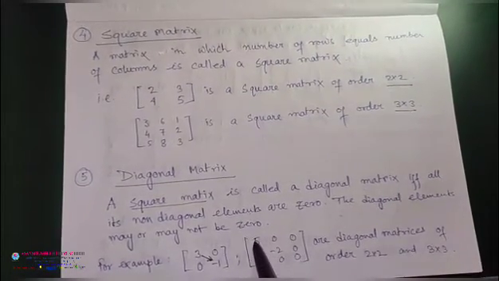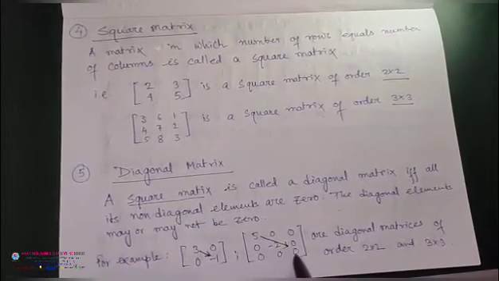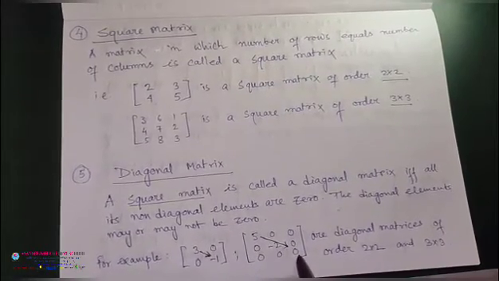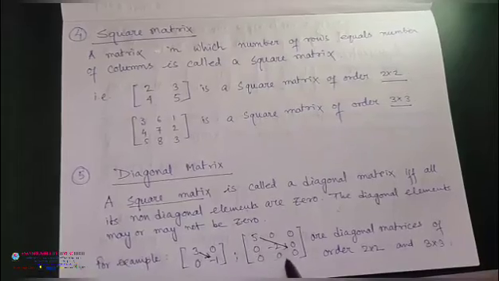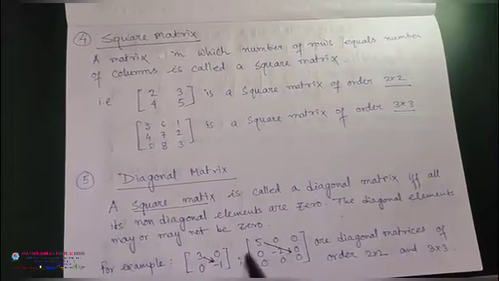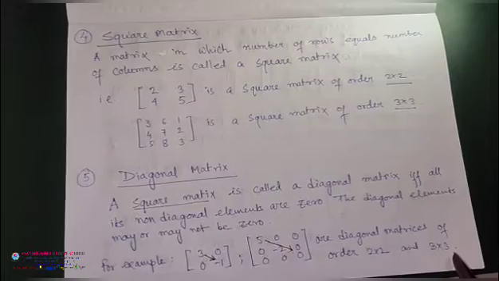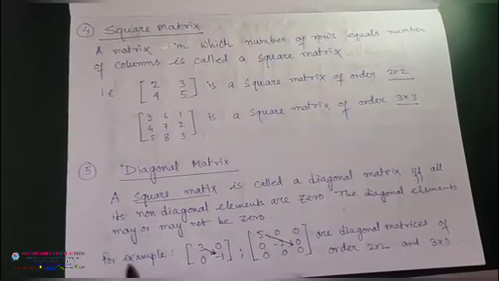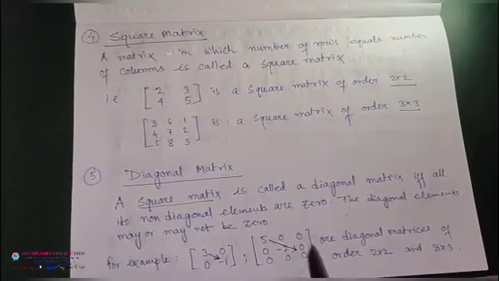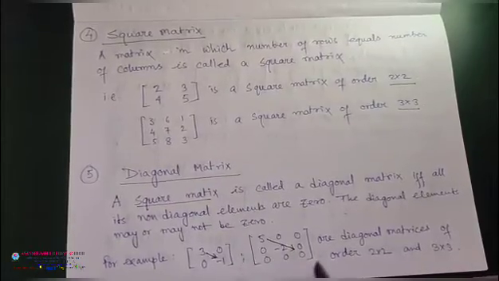In this case, see the diagonal elements 5, minus 2, 0. So diagonal elements are 5, minus 2, 0, and the non-diagonal elements are all 0. So it is also satisfying the definition. So these are the diagonal matrices of order 2 by 2 and 3 by 3. So remember, for the diagonal matrix, the non-diagonal elements always should be 0, and the diagonal we will take always from the left side corner. Only one diagonal will be there.